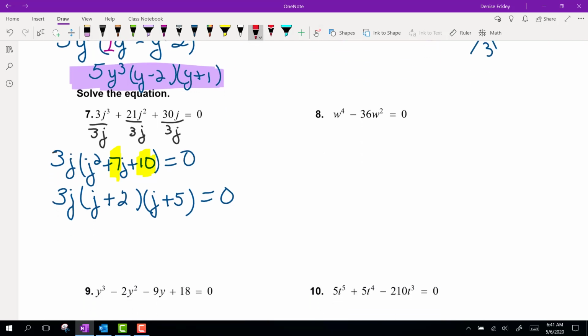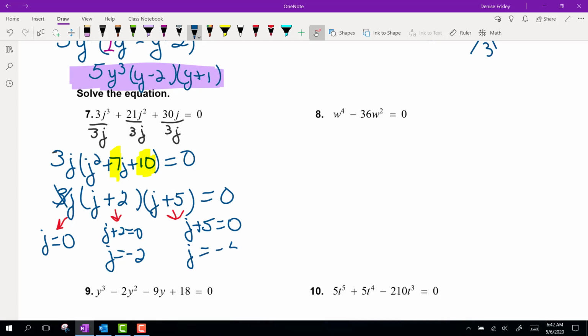Now setting my factors equal to 0. So the first one, I can just ignore the 3 because 3 is a number. It's never 0. So I'll just have j equals 0. The second one, j plus 2 equals 0. So this is j equals -2 because I'll subtract the 2. And j plus 5 equals 0. Subtracting the 5, I get j equals -5. So there's the 3 solutions.